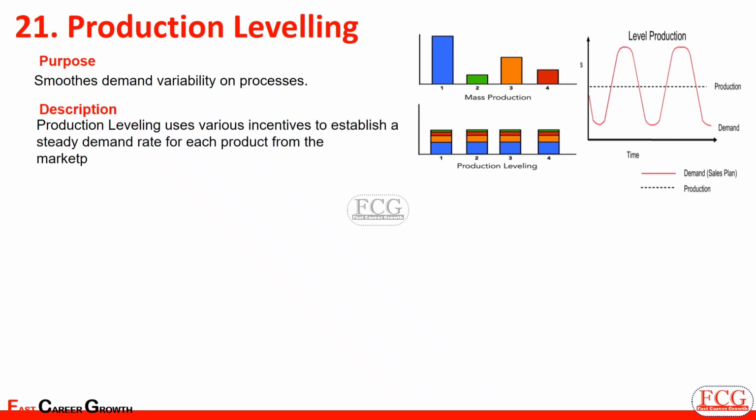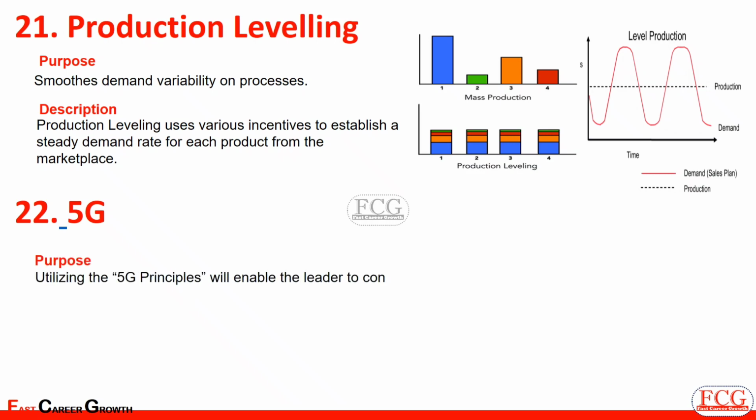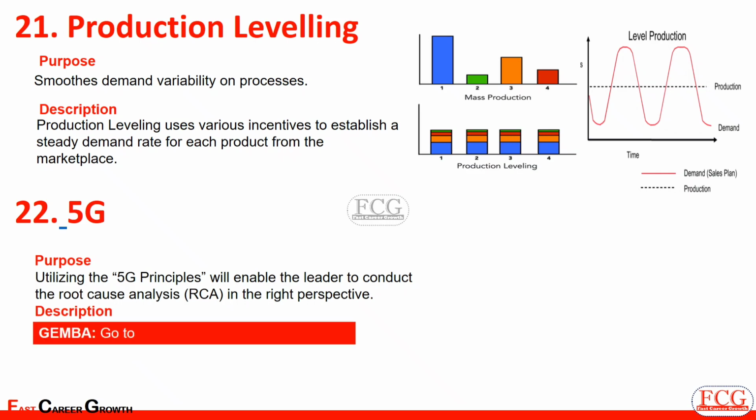The 22nd lean manufacturing tool is 5G. 5G is a Japanese concept. Gemba: go to the real or actual place. It's the place or location where the problem actually occurred, e.g. the shop floor. First of all, we have to visit the shop floor or the actual location where we need to start the investigation.